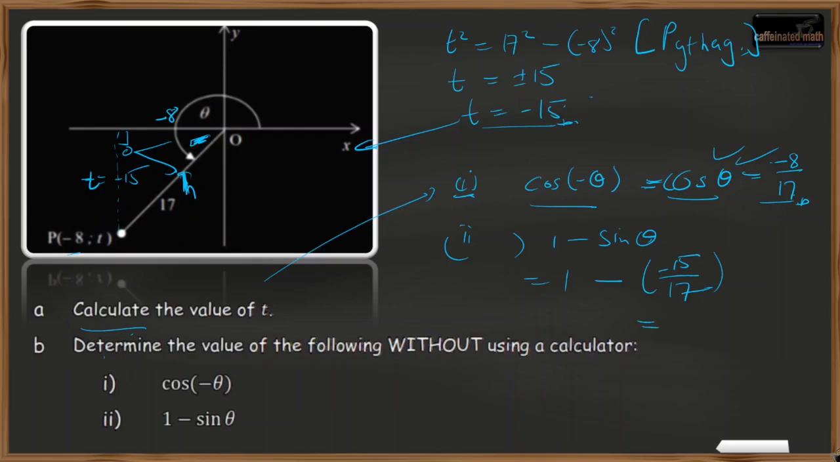Well, if I want to do this properly without a calculator, I'll have 17 over 17, because that's just 1, and I chose 17 because of this denominator. Negative and a negative gives us a positive. That'll be 15 over 17, with the final answer of 32 over 17.